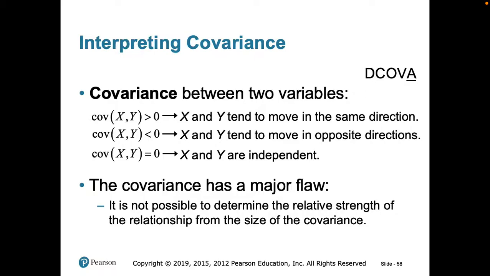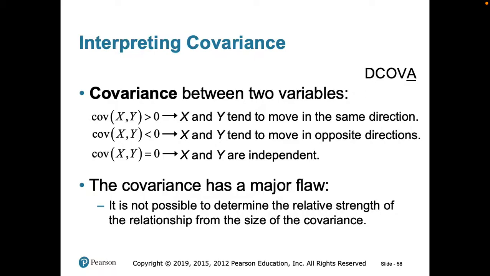So if the covariance between x and y is higher than 0, then x and y both tend to move in the same direction. So after looking at the data, you find the covariance is higher than 0. You can say, yeah, people who do well in math tend to also do well in chemistry. If the covariance is less than 0, then they move in opposite directions. Basically, what you're saying is people who do well in math tend not to do well in chemistry, and people who do well in chemistry tend not to do well in math.